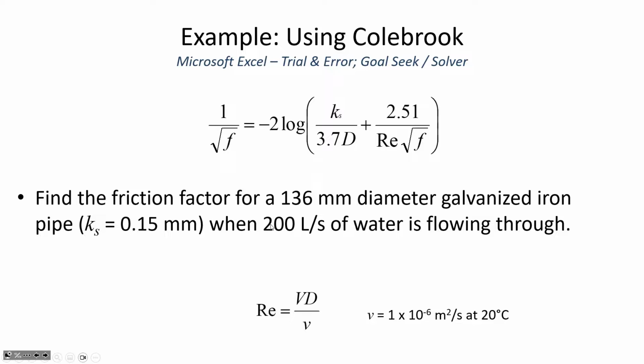V equals, good, Q divided by A. That's just the continuity relationship. Flow rate is velocity times cross-sectional area. So here it's 0.2 cubic meters per second divided by our calculated pipe cross-section area, 0.01453 square meters. And the flow velocity is 13.77 meters per second.